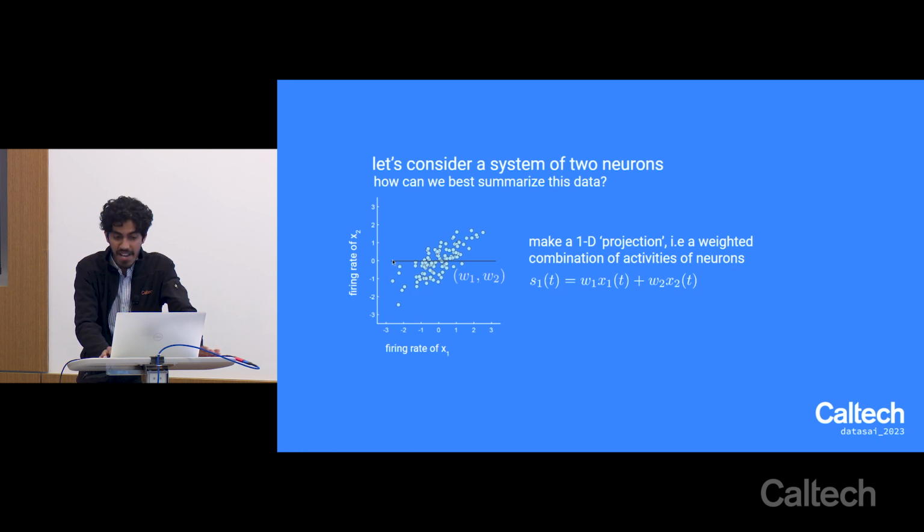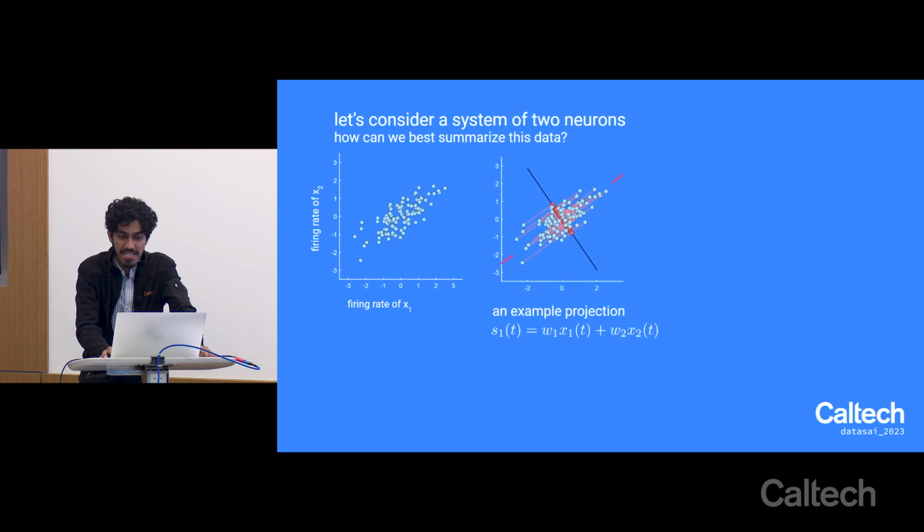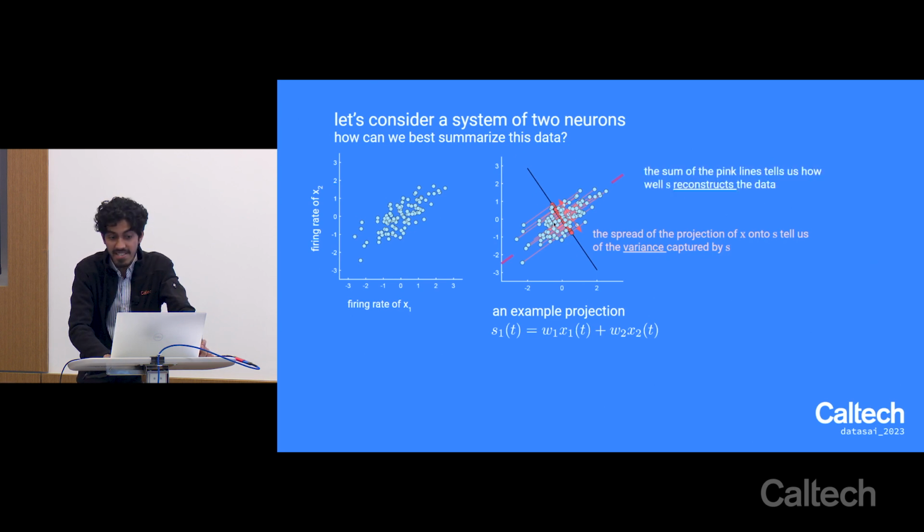There's many different ways of finding this kind of projection. You could, for example, find a projection that looks something like this. And you can measure 2 different things here. One is the variance accounted for by that projection. The variance intuitively here means basically the spread of the red points. The red points show the projection of all the data points onto that one dimension, which is basically our direction here in state space. You can also ask, how well does this particular dimension reconstruct the data? And that would be the sum of all these different pink lines.